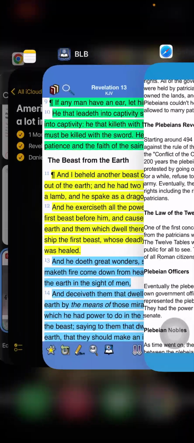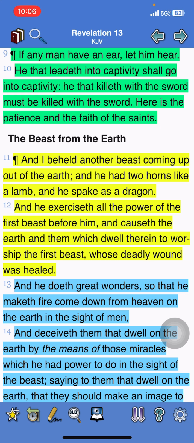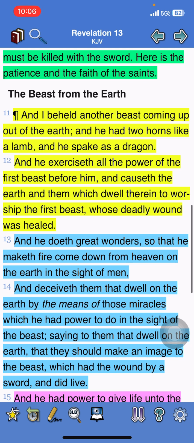So that's the two horns like a lamb coming back today: the Democrats and the Republicans. All right. And I beheld another beast coming up out of the earth, which is America, and he had two horns like a lamb, and he spake as a dragon.